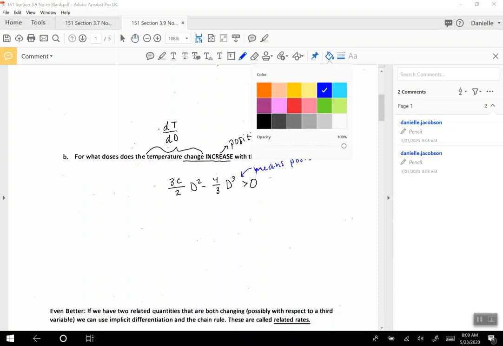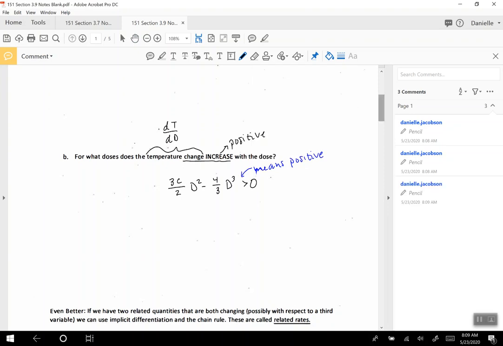Right, so now we keep in mind that the question asked for what doses does the temperature change increase. Okay, so if we want doses, remember in our equation doses was represented by d, so we need to calculate, aka find d. Right, we have the second part of this set up. We know we have that rate of change increase by the equation, so now I'm just trying to find d. So if I just solve this equation, I see I can factor a d squared out of both of these terms. So I have d squared times 3c over 2 minus 4/3 d is greater than 0.